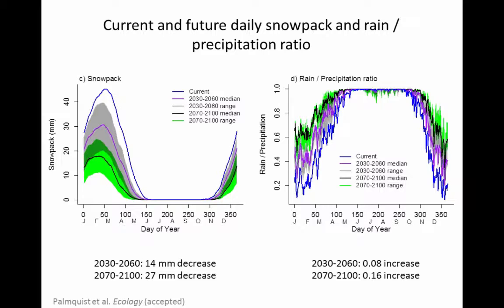And although the models suggest and the climate data suggests that precipitation will be increasing in the future, more of that precipitation will be falling as rain. And that's shown here in the right panel. So you can see there's a consistent decrease in the rain precipitation ratio, suggesting more precipitation will be falling as rain and less will be falling as snow. And both these things we think are going to have really important implications for the amount of soil water that's stored in the summer months, and that is available for plants and big sagebrush to utilize during the growing season.